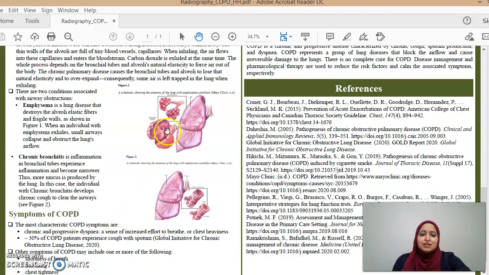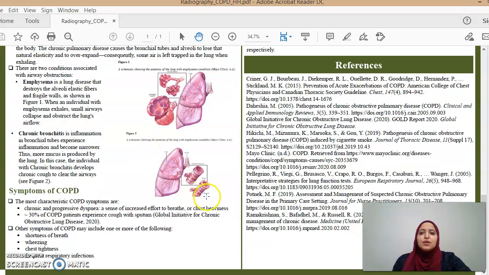And you may see it here in the diagram, figure 1, where the walls get fused together and lose their elasticity. And the other condition is chronic bronchitis, which is inflammation in the bronchial tubes, and people experiencing that suffer from mucus, because the lung produces mucus to overcome the inflammation and clear the airways, as shown here. This is the normal one and this is the inflamed one.